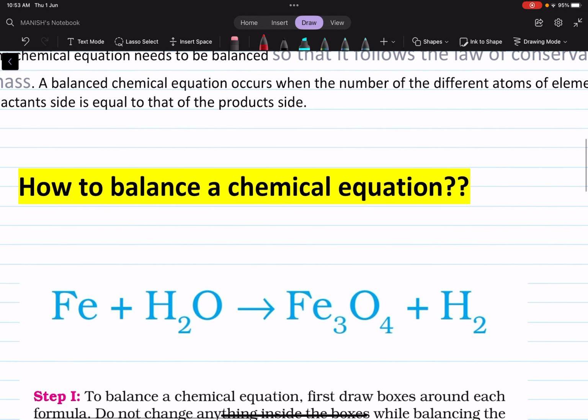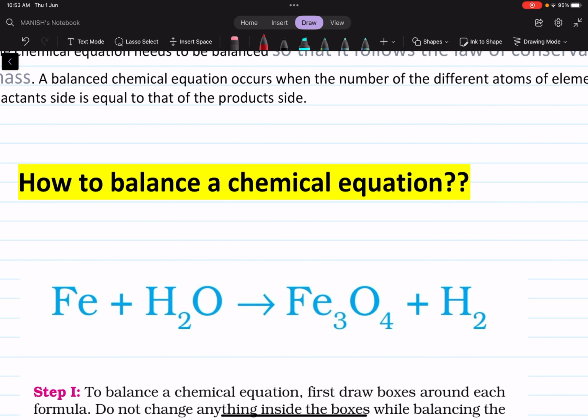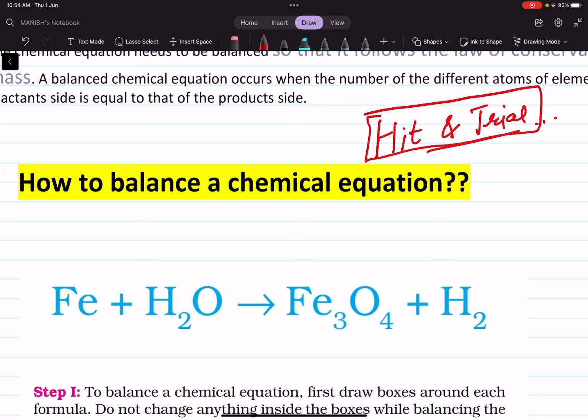Now, how can we balance a chemical equation? See, there is not a fixed method or fixed procedure by which we can balance a chemical equation. It is always a hit and trial method. That means we can try and continuously check whether the reaction is balanced or not, and finally we can reach a final balanced equation by the hit and trial method.